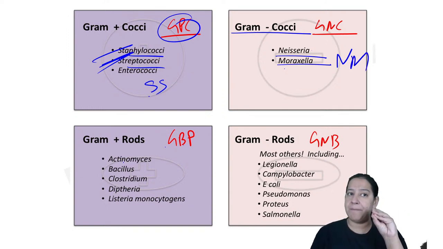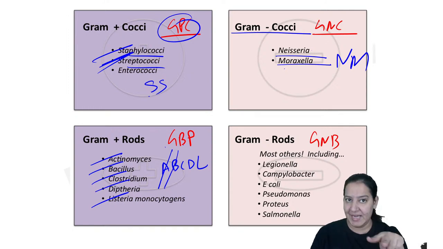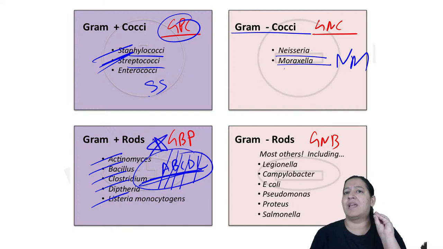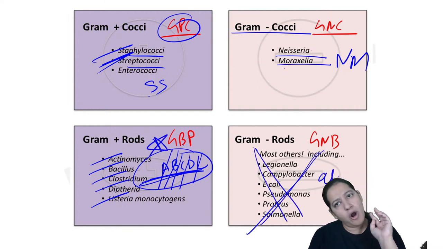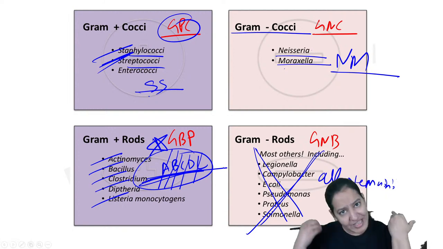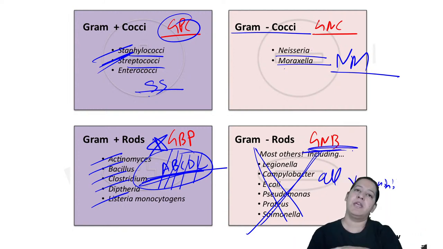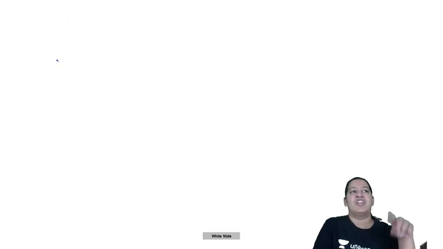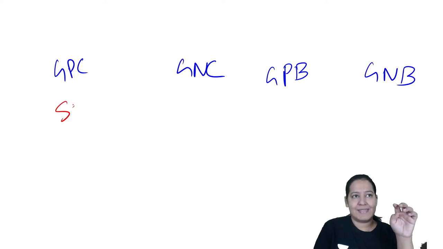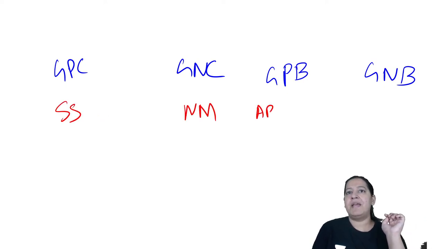Gram positive bacilli has 5: A, B, C, D, L: Actinomyces, Bacillus, Clostridium, Diphtheria and Listeria. Never forget, very important, many MCQs come on this. And don't learn the rest. Say all remaining bacteria, everything left in the world apart from SS, NM, ABCDL, all of them are GNB. Give me a thumbs up. So that is the classification: gram positive cocci, gram negative cocci, gram positive bacilli, gram negative bacilli. So the answer is SS, NM, ABCDL and all remaining. This is the summary.